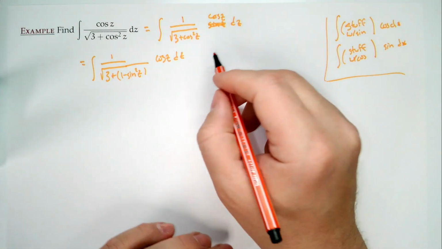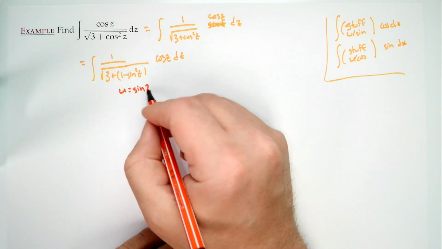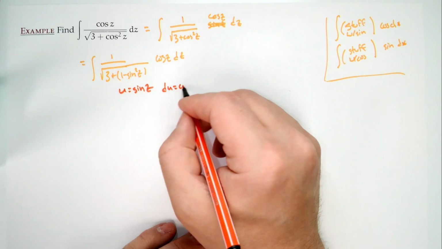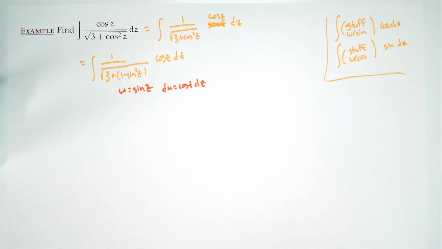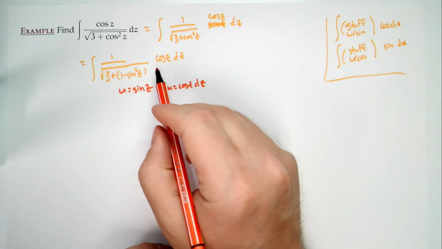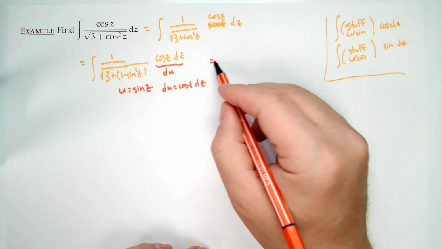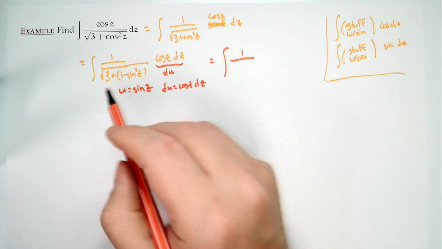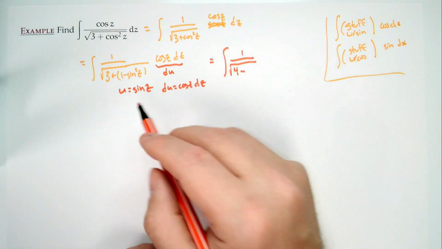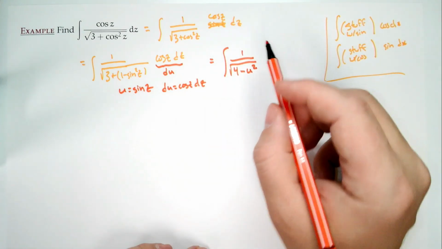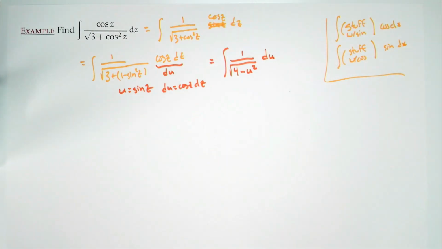What's the substitution to make? Our substitution is we're going to let u equal sine of z. Then du will become cosine of z dz. All right? So what happens? Well, this part on the end, that's going to become our du. This part becomes what? Well, we have 1 over 3 plus 1 is 4, so square root of 4 minus sine squared, minus u squared, and then du. All right, so that looks a little bit simpler.